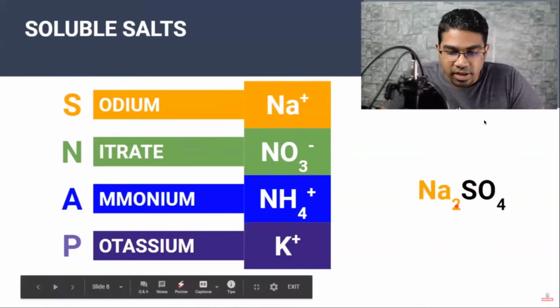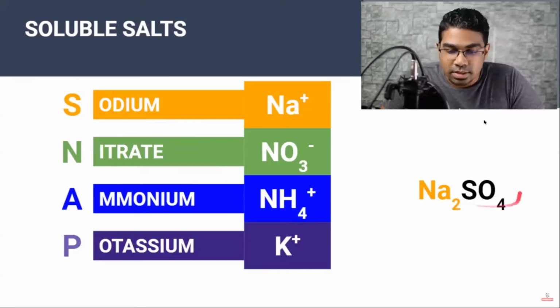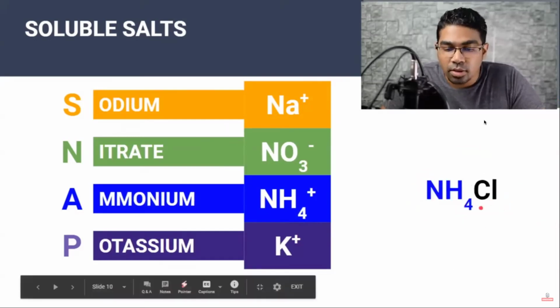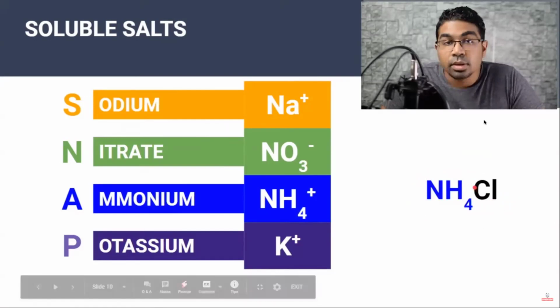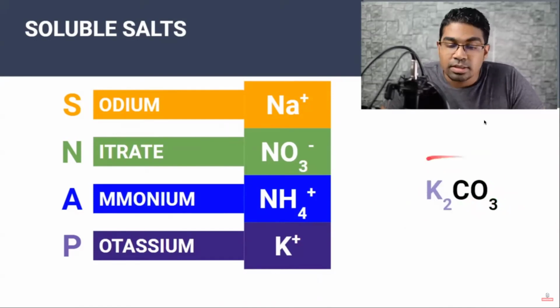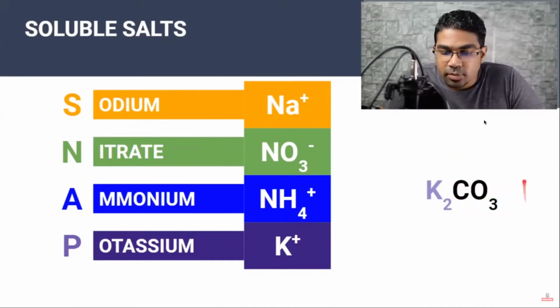Sodium sulfate has sodium as the cation. It doesn't matter what the anion is, sodium sulfate will be soluble. Ammonium chloride. As long as ammonium is the cation, it will be a soluble salt. For silver nitrate, we have nitrate as the anion. As long as nitrate is the anion, the salt will be soluble. Same goes for potassium carbonate. If potassium is the cation, doesn't matter what the anion is, it will be soluble.